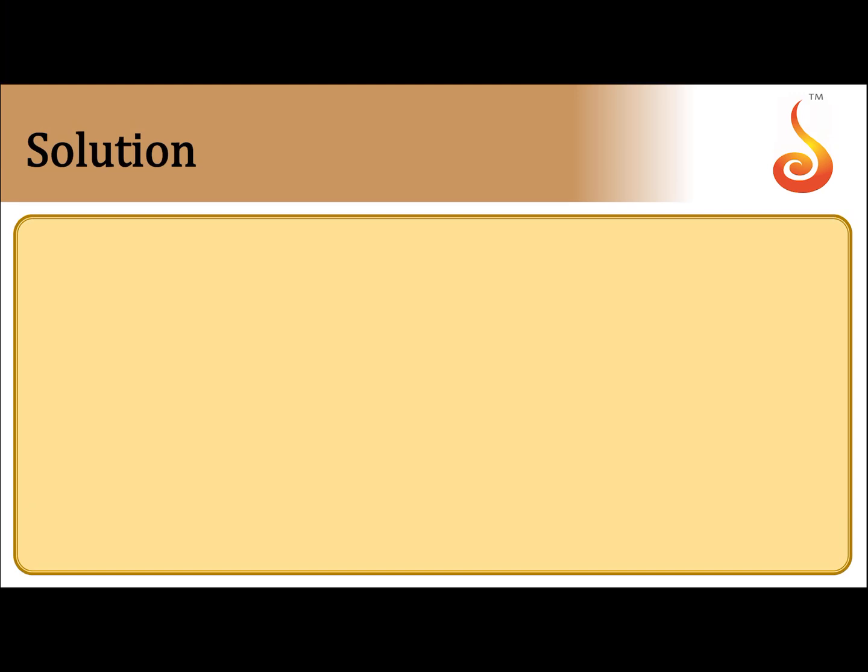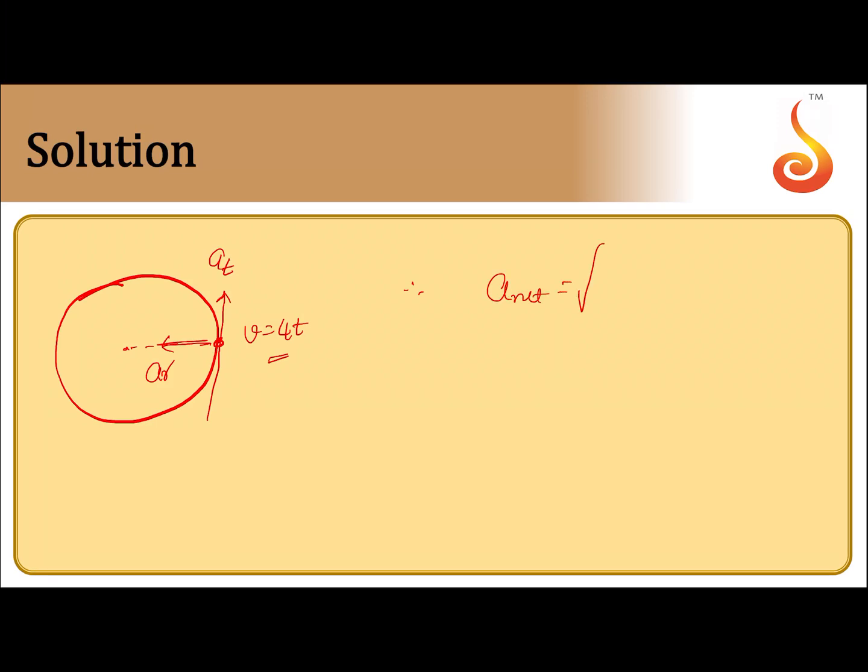Now the particle is here, in a circular track, and at this instant the velocity is given by 4t. Is it a varying speed or constant speed? It is a varying speed. What does it mean? It means the particle has tangential acceleration and radial acceleration. Therefore the net acceleration is square root of at square plus ar square, and I can find the net force using mass into net acceleration.